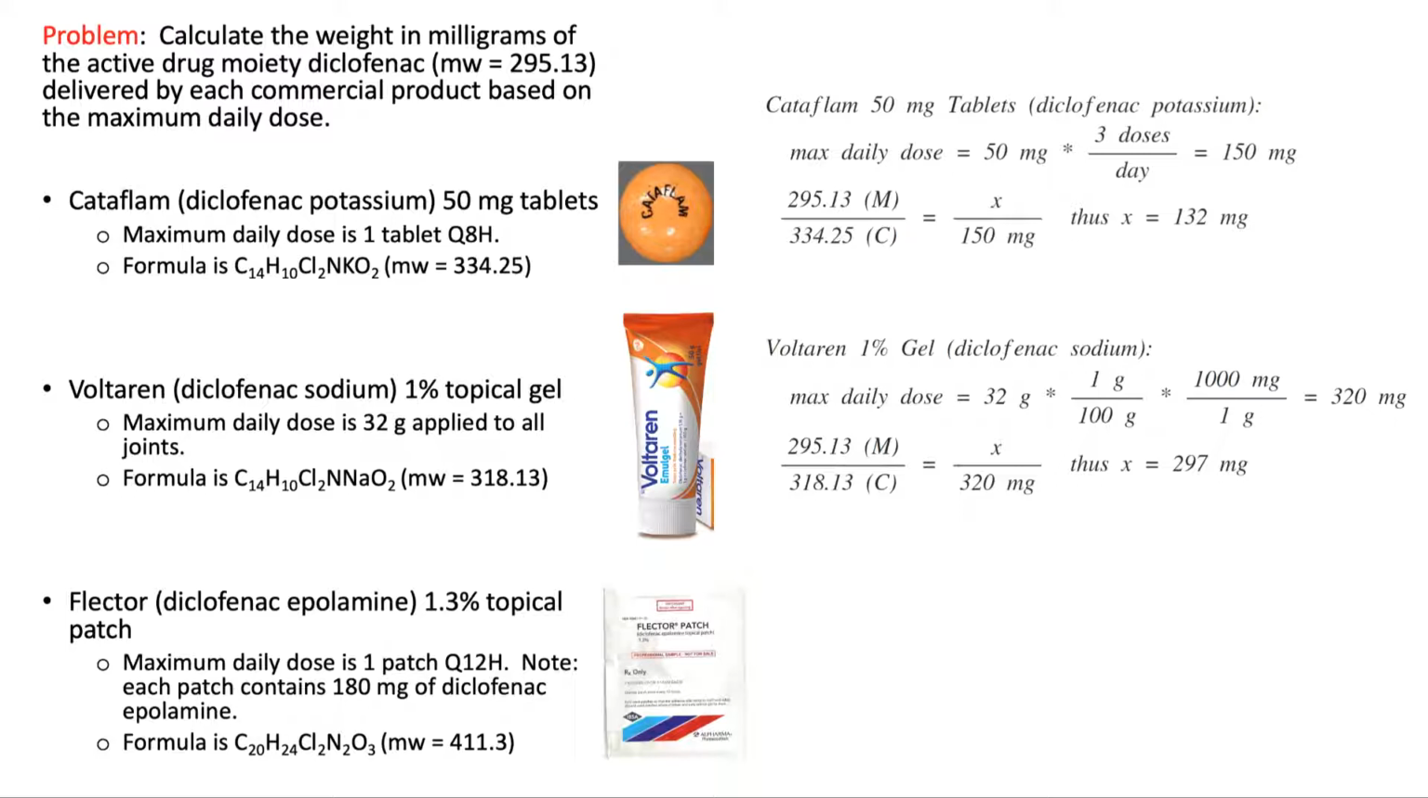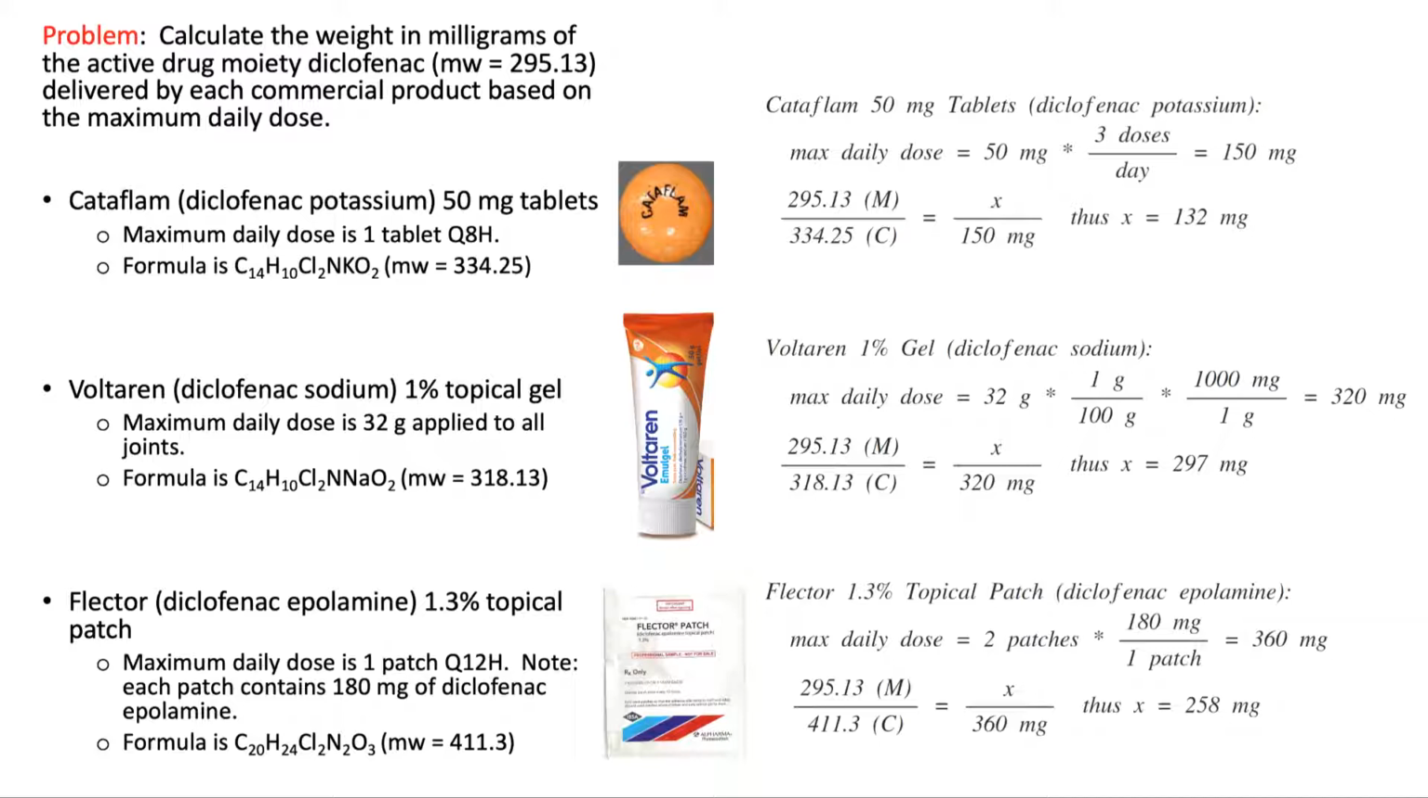And now when we multiply and solve for x, we see that we're exposing this patient on a daily basis to actually 295 milligrams of the active moiety. Okay? Lastly, let's do the same thing for the patch. The Flector 1.3% topical patch has a maximum daily dose of 1 patch every 12 hours. So we would put 2 patches on per day.